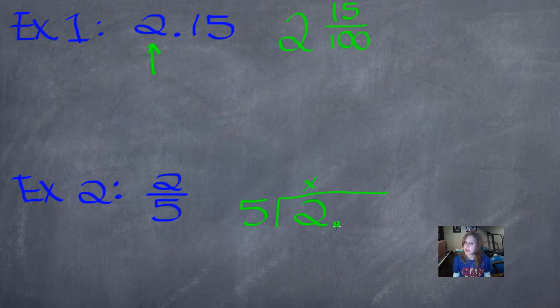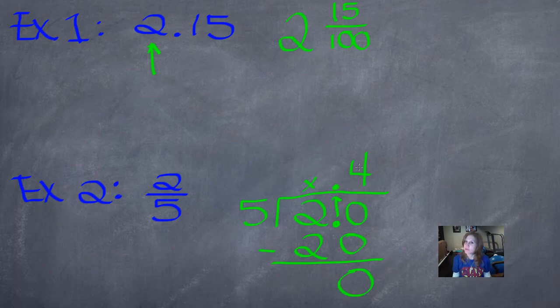But if I put a decimal after the 2 and then bring it straight up and add a 0 after the decimal, I now have a 20. And 5 will go into 20, absolutely. So 4 times 5 is 20. And 20 minus 20 is 0. I don't have anything else to bring down, so I'm done.